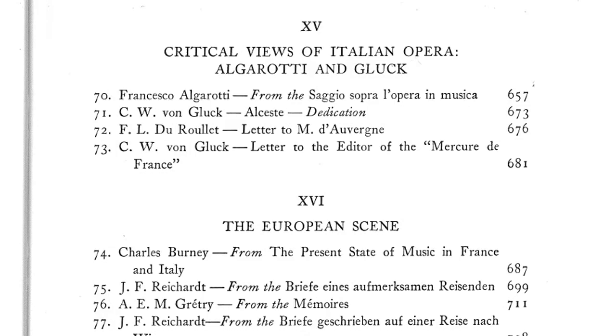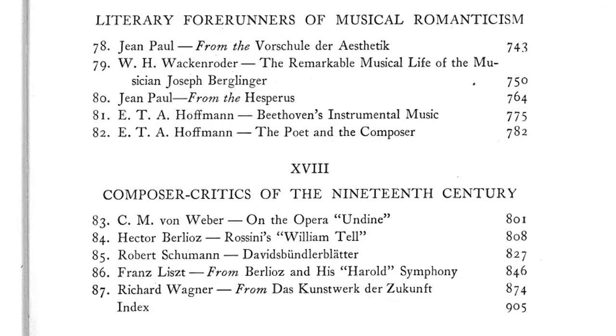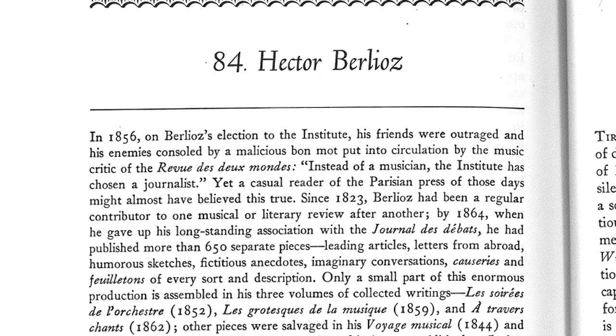The main body of this work is divided into 18 sections representing historical periods or contexts, with from 2 to 5 readings within each section by authors from Plato to Wagner. There are 87 readings in all. Each reading is preceded by a capsule summary of the author, and only a small handful of authors are represented by more than one reading.